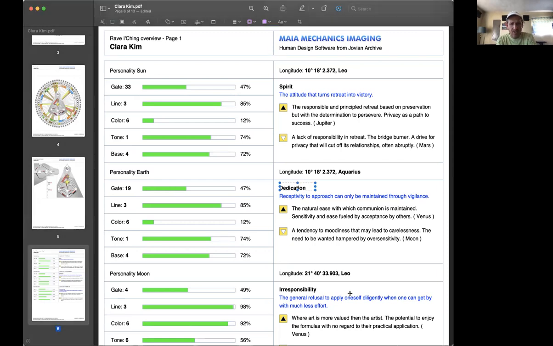So the exalted here is going to be, well, first of all, the blue line, receptivity to approach that can only be maintained through vigilance. So it's interesting. This is retreat and this is approach. So anytime you're going to have both approach and retreat. It's so funny being on this four directional cross of the four ways. So receptivity to approach that can be maintained through vigilance. And so that's the possibility, the potential.